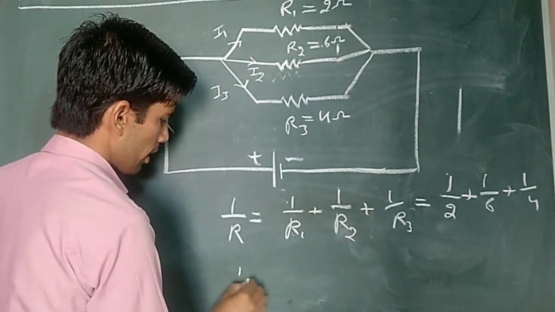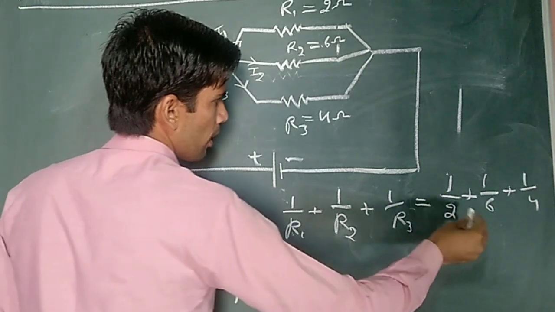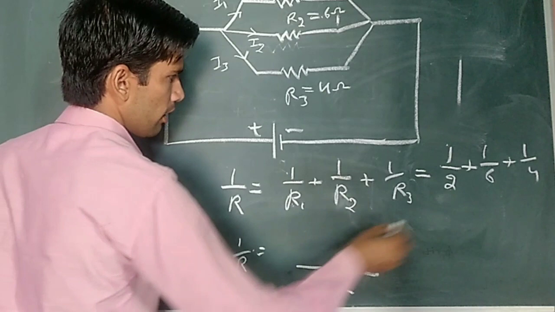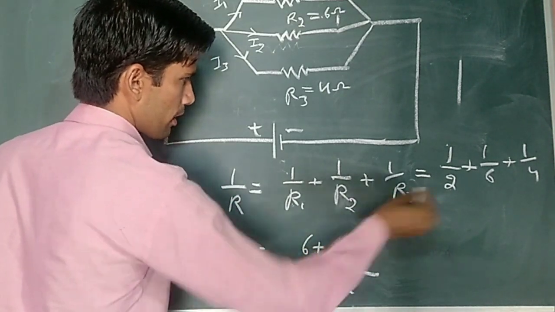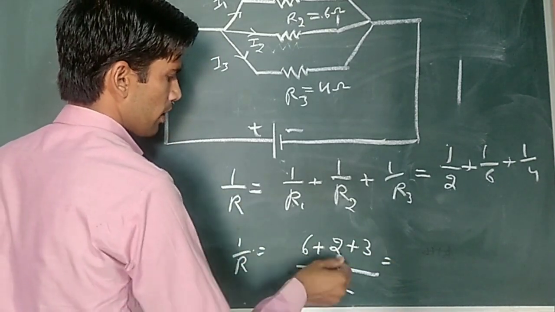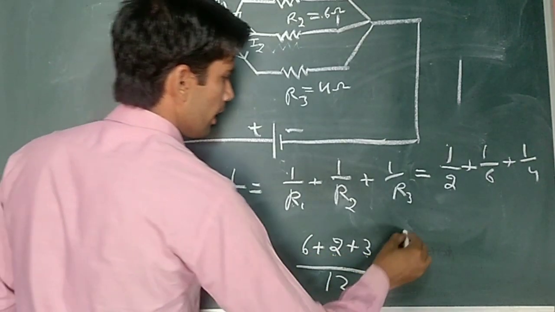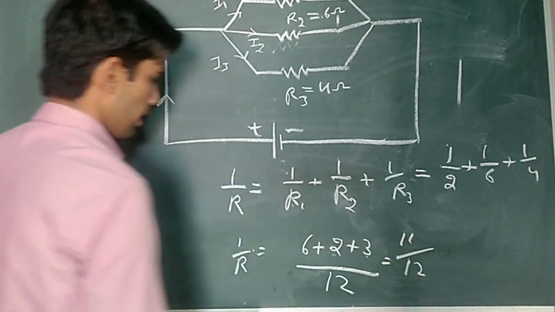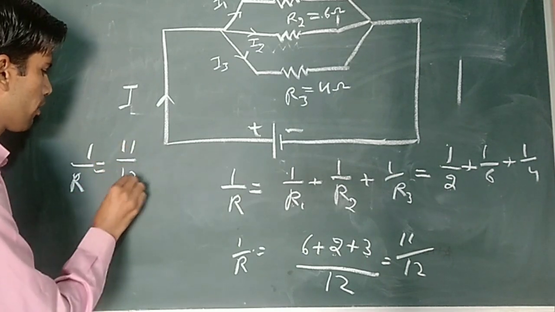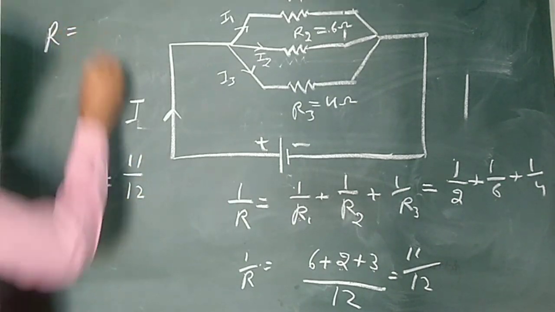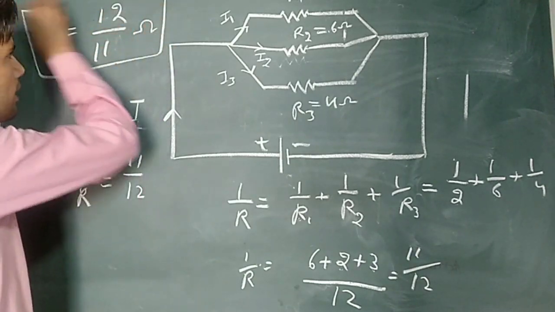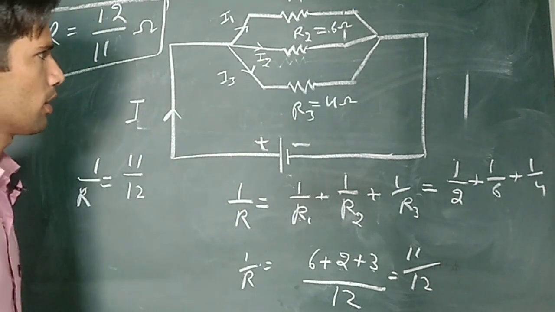Now 1 by R is equal to 1 by 2 plus 1 by 6 plus 1 by 4. Taking the LCM of 2, 6, 4, the LCM is 12. So we get 6 plus 2 plus 3, which is 11 divided by 12. Now 1 by R is equal to 11 divided by 12, then R is equal to 12 by 11 ohm. This is the net effective resistance of this circuit.